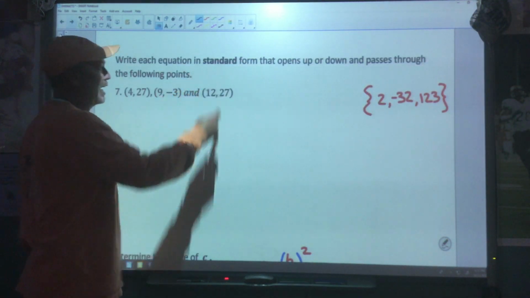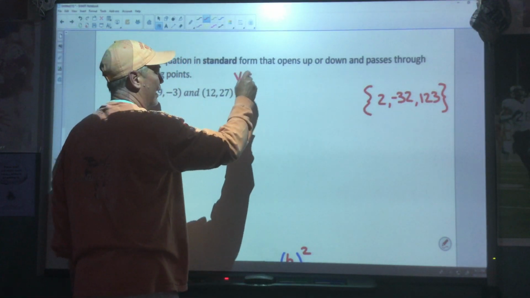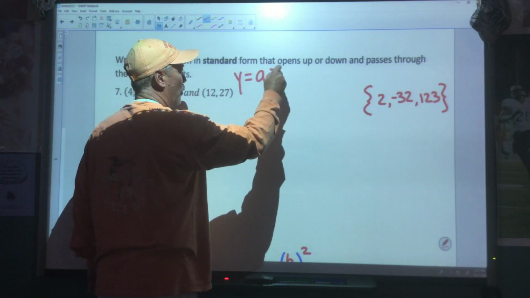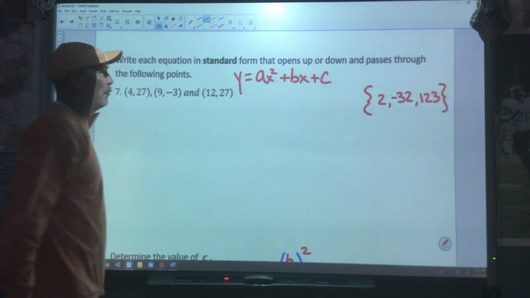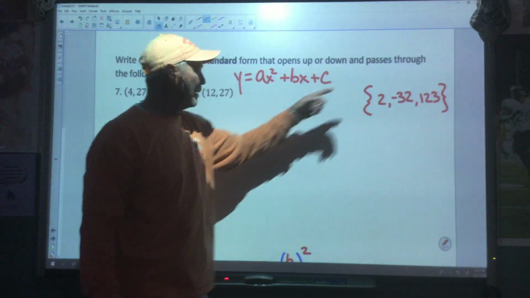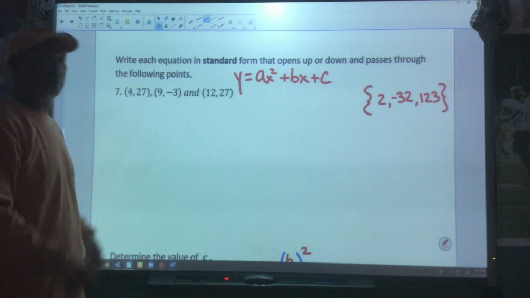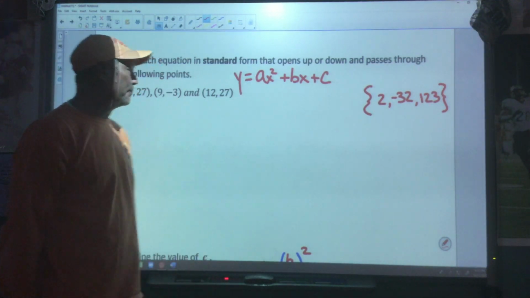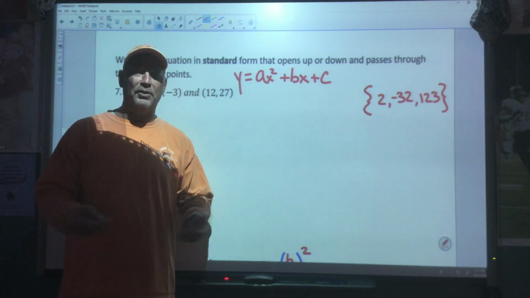Write each equation in standard form. So what does this look like? Standard form: y equals ax squared plus bx plus c. That's standard form. Write each equation in standard form that opens up or down and passes through these ordered pairs. Okay? You've seen this before, but we're practicing it again. This is one where we're going to have a 3-equation system that we're going to put into the calculator.